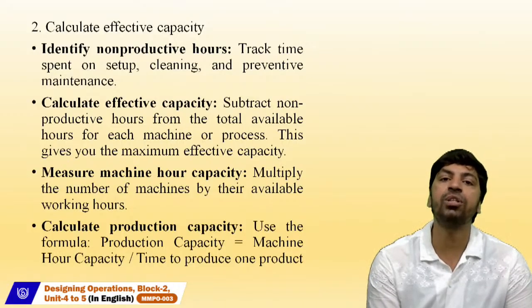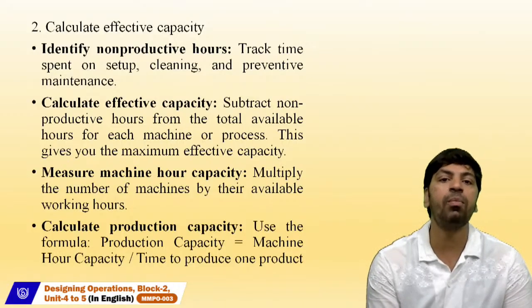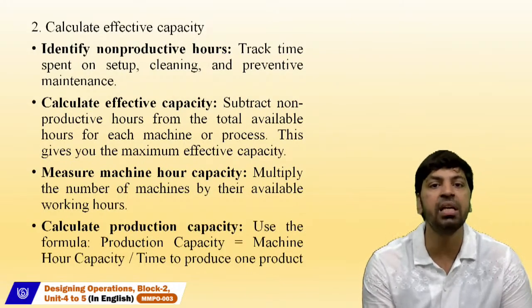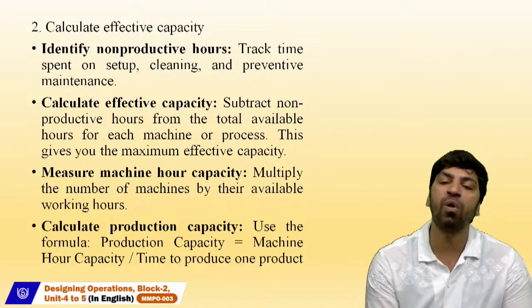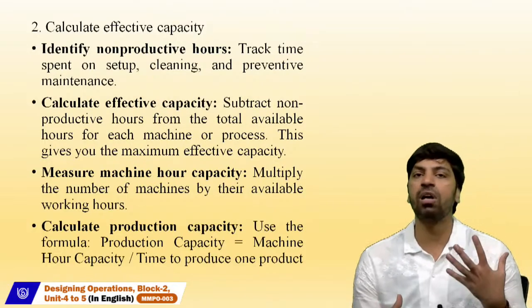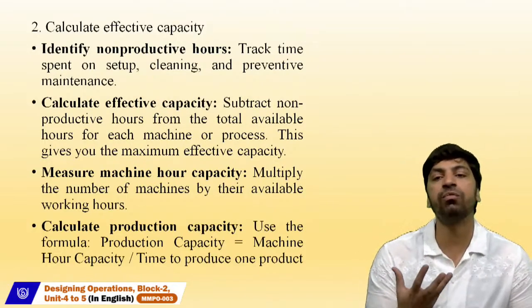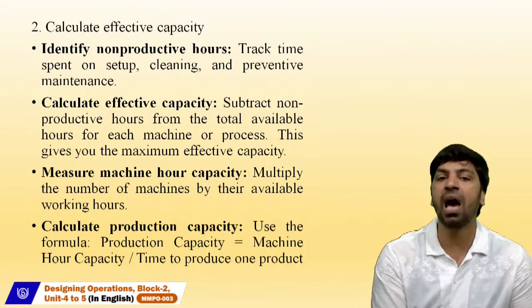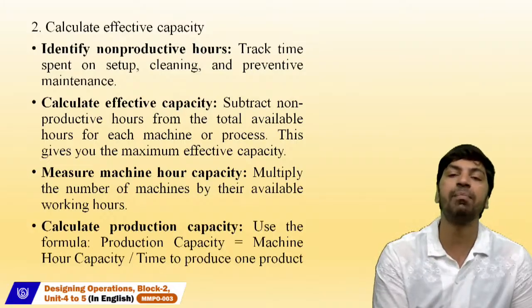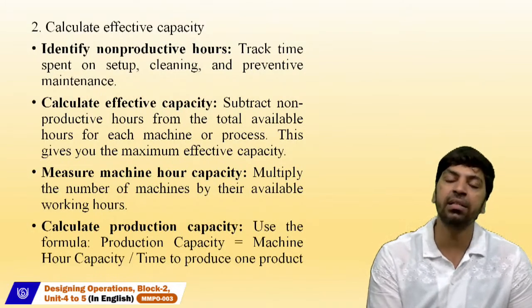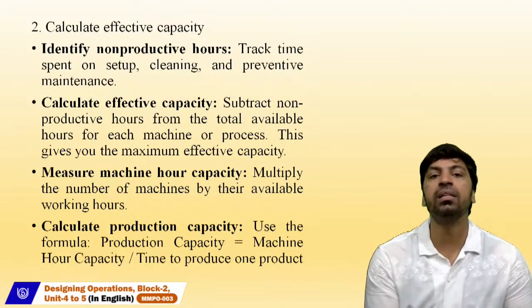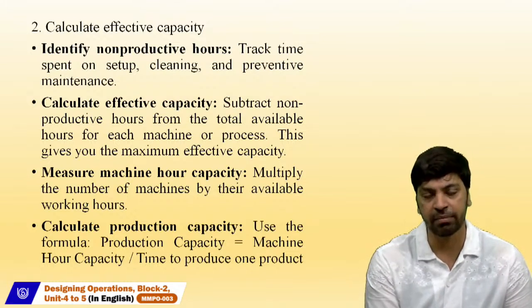Calculate the production capacity. Use the formula: production capacity is equal to machine hour capacity divided by the time to produce one product. So if the time taken for producing one product is 12 hours, and the machine hour capacity is 8, then if we divide 8 by 12, we will get the production capacity.